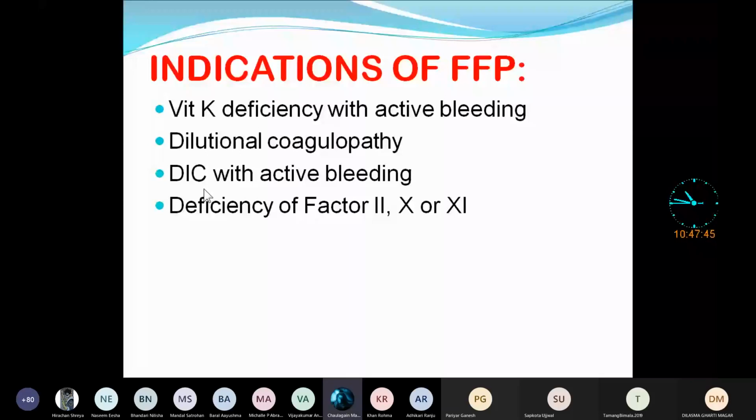Septic shock. Septic shock, one, okay. Mainly the pregnancy related things, isn't it? Obstetric related conditions, like in case of the intrauterine fetal death, or in case of the abruptio placentae, or in case of other pregnancy related things, isn't it? So the DIC with the active bleeding, in this case also we can give the fresh frozen plasma, and also in case of the deficiency of factor 2, factor 10, and then factor 11. So in that deficiency also we can give the fresh frozen plasma.